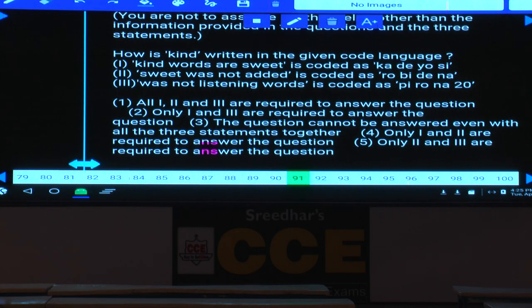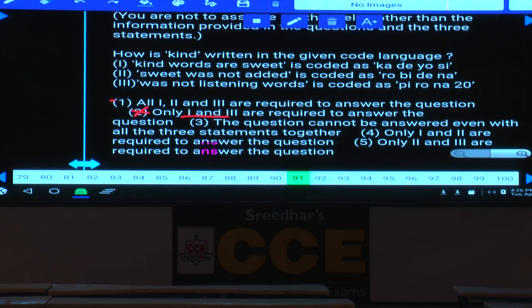Then, choice 2, what is choice 2 here? 1 and 3. Now tell me, with the help of 1 and 3, could we be able to determine the code to the word kind or not? Kind words are sweet, that is one, and was not listening words. Yes, what is the word which is common between these two? Words is the only word which is common. Hence, by combining 1 and 3, we cannot determine the code to the word kind. Hence, 1 and 3 is not sufficient, hence 2 is ruled out.